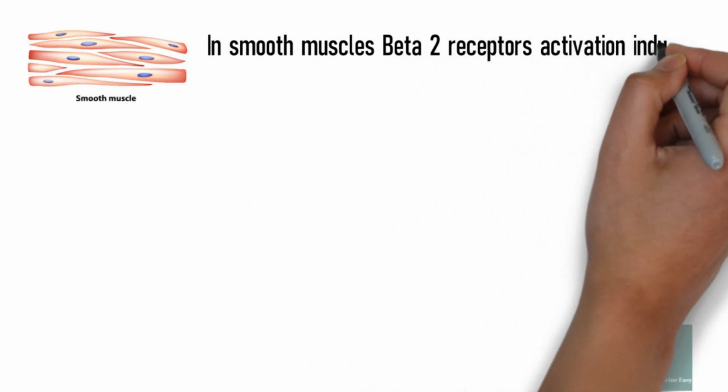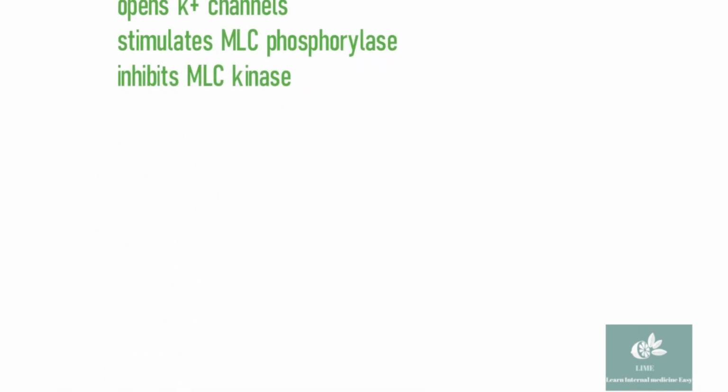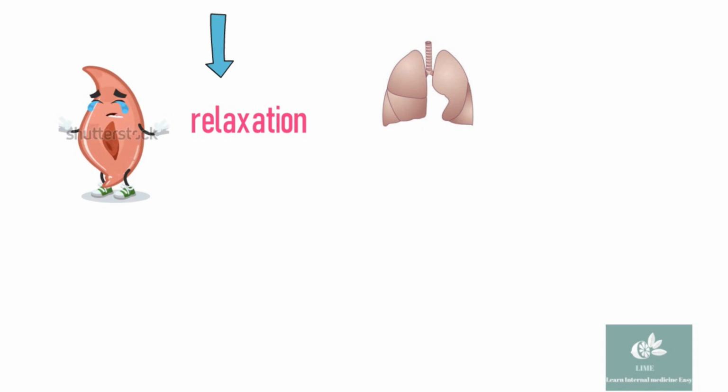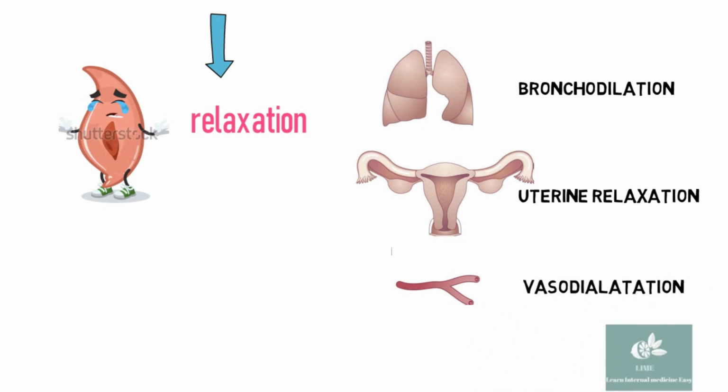In smooth muscle, beta 2 receptors induce an increase in cyclic AMP, resulting in opening of potassium channels, and they also stimulate myosin light chain phosphatase and inhibit myosin light chain kinase, which collectively causes relaxation. The effects seen are, in lungs, bronchial dilatation, uterine relaxation, and vasodilatation. In beta islet cells of the pancreas, it increases insulin release.